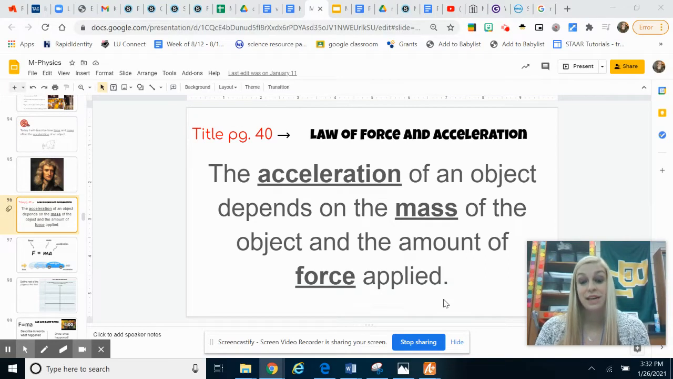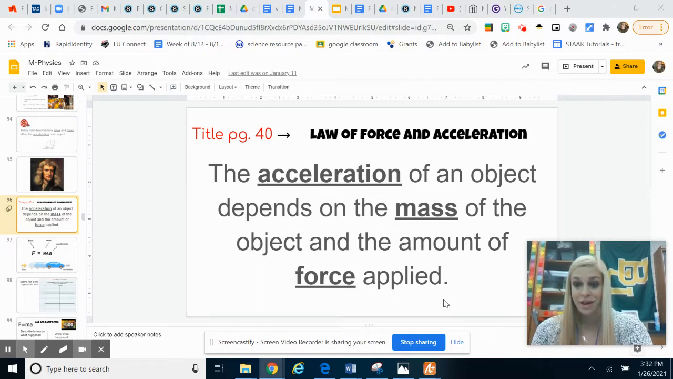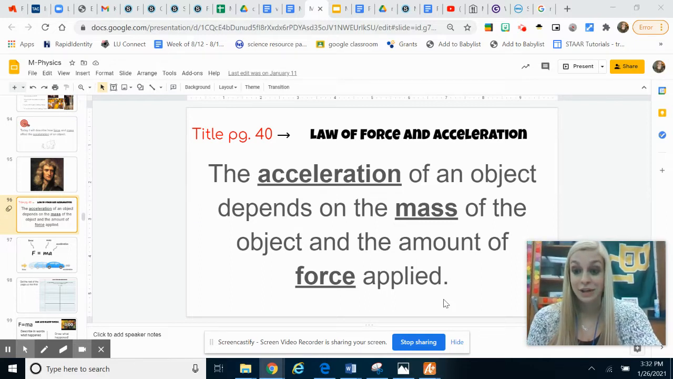Okay, so Newton's second law, which is the law of force and acceleration, says that the acceleration of an object depends on the mass of the object and the amount of force applied. Y'all saw this yesterday, and that should make sense. How fast an object accelerates, how much it accelerates, would depend on the mass, first off. If you're pushing an elephant versus if you're pushing a dog, they're going to accelerate differently because they have different masses. And it's also going to depend on how much force is applied.